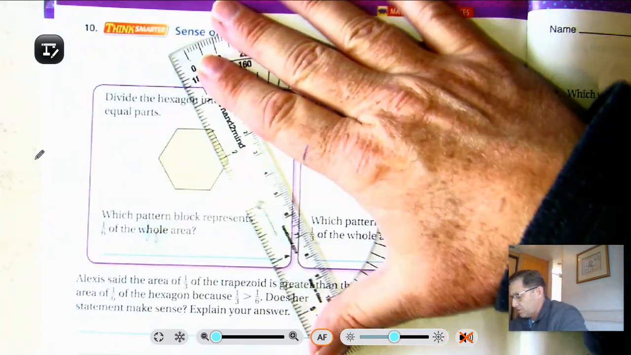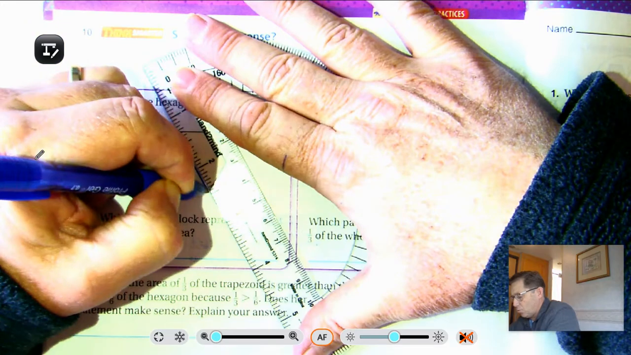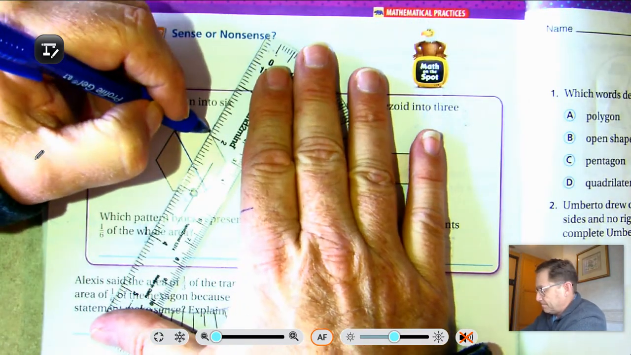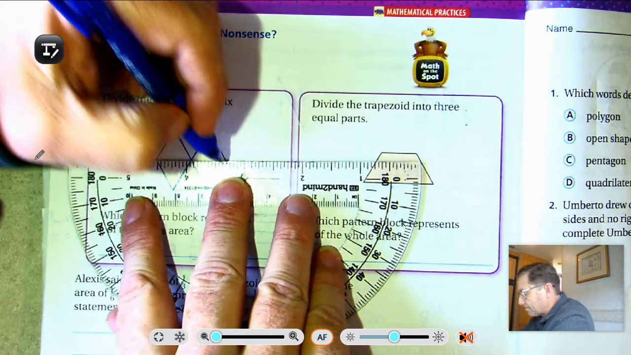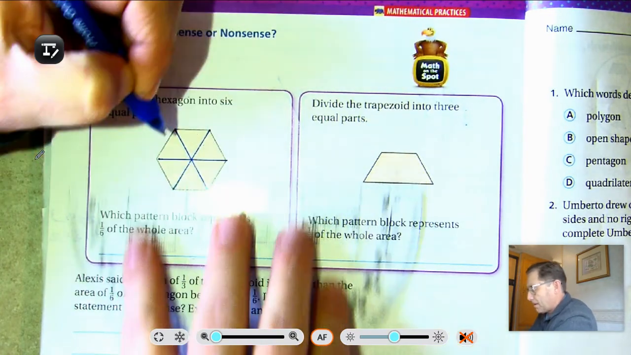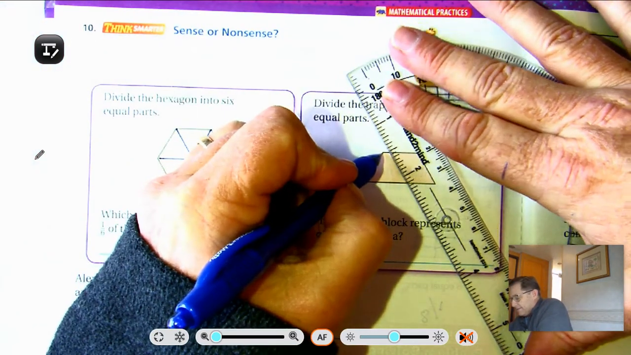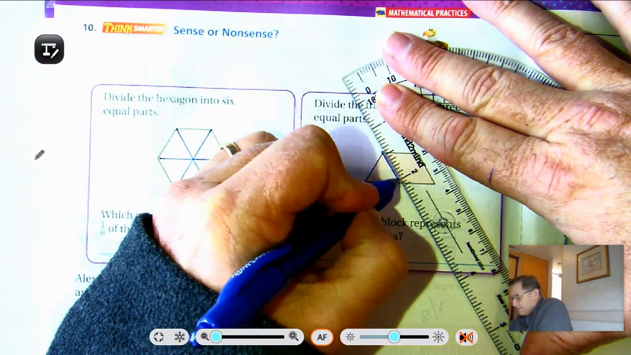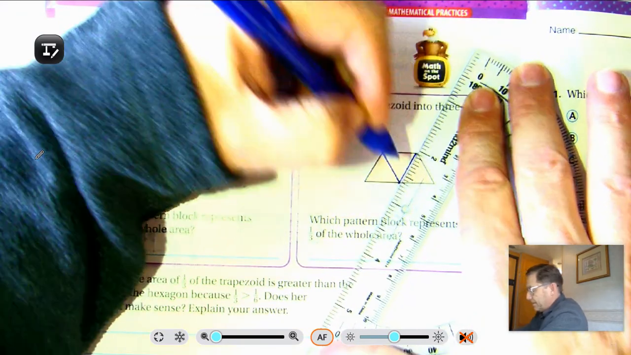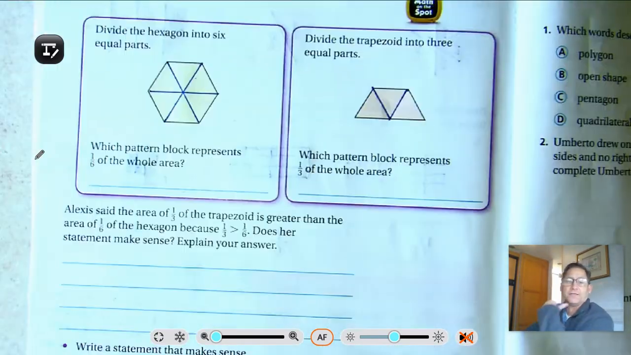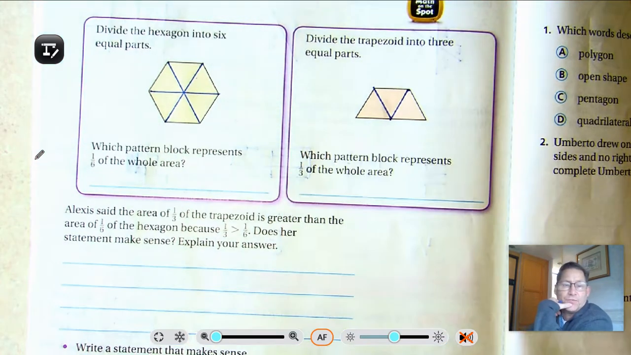All right. So we know we can take the hexagon, divide it into 6 equal parts by connecting the opposite corners. And we know we can make the same thing by making a V on that one. All right, so each part is 1/6, each part is 1/3.